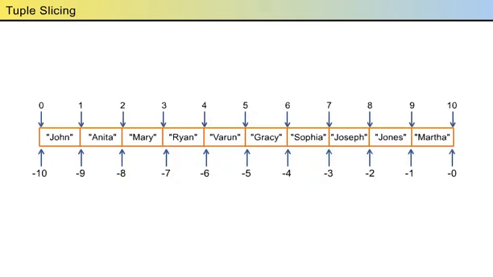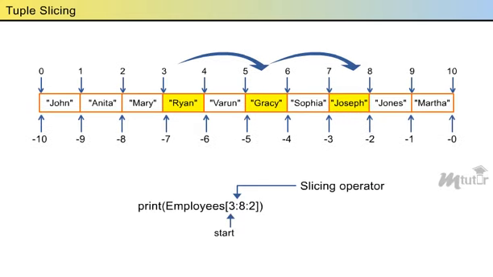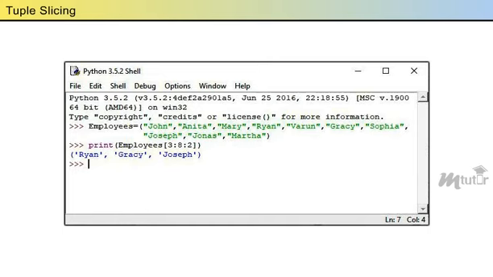For example, if we want to extract every second element from the third index position, until the 8th index position, we use the code specifying the start index as 3, and stop index as 8, and step value as 2. Thus, when we run the code, the output will be as shown.